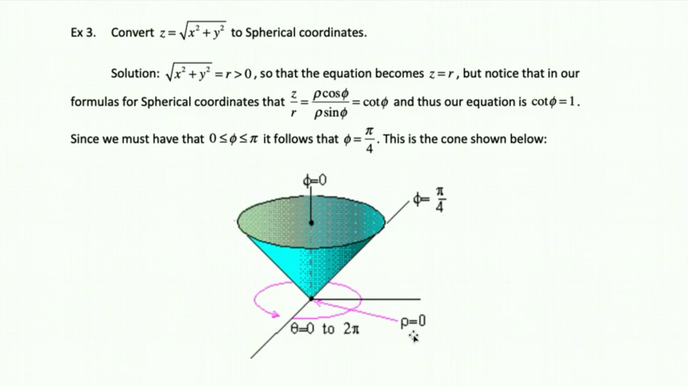But I want you to notice that in our formulas for spherical coordinates, z divided by r would be what? Rho cosine phi. And we said r was what? Rho sine phi. If I take the ratio of those two, I actually get what? Cotangent of phi. Now, z over r is supposed to always be equal in our equation above, so our equation actually becomes what? Cotangent of phi equals 1. Since phi has to be between 0 and pi, that means phi is always fixed at pi over 4.